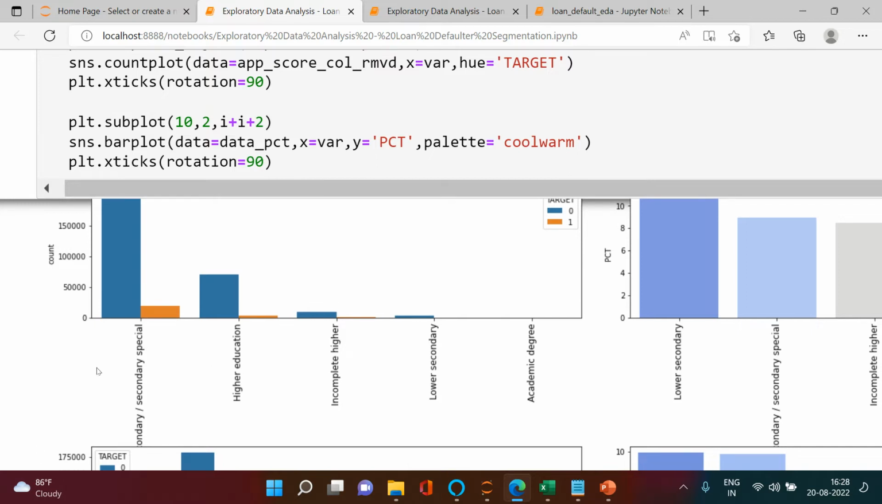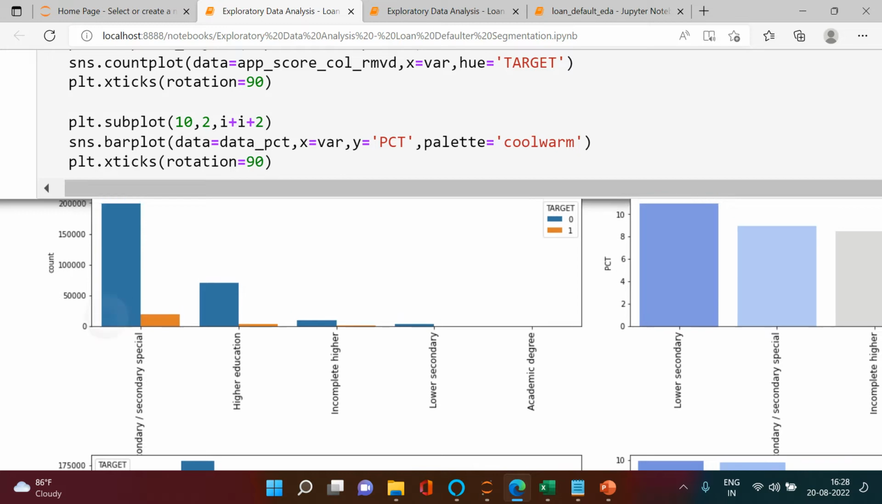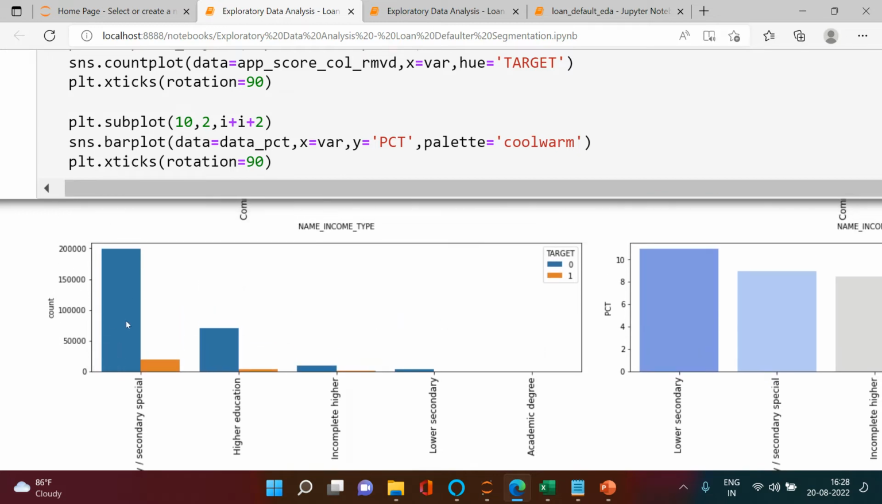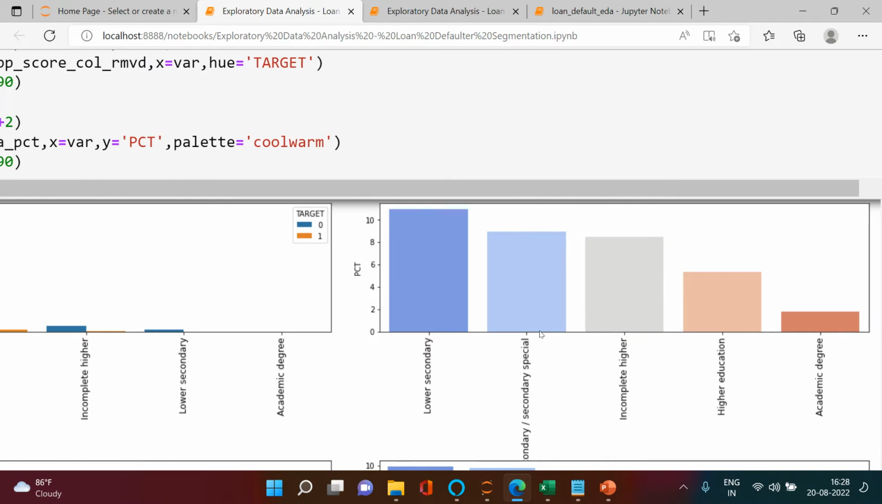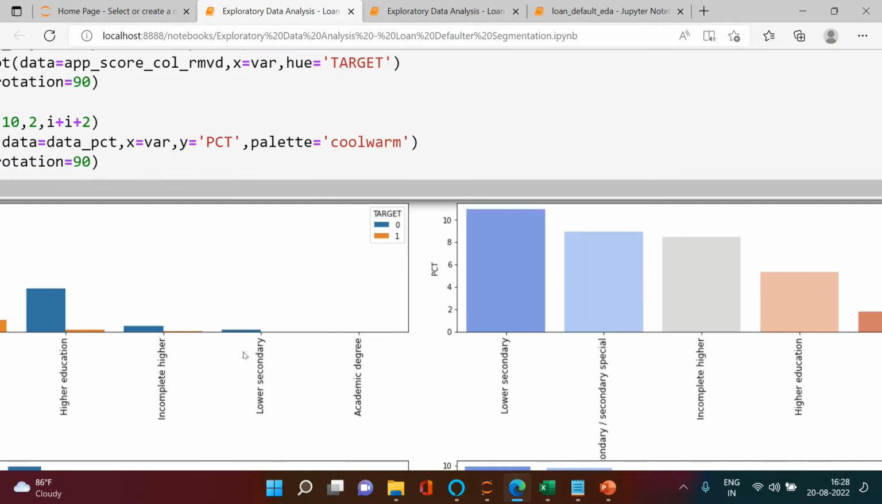So what we see over here is, secondary or secondary special is the segment who has been given most of the loans, and their default rate is also relatively high, though it is less than lower society, but lower society has been given almost negligible number of loans.